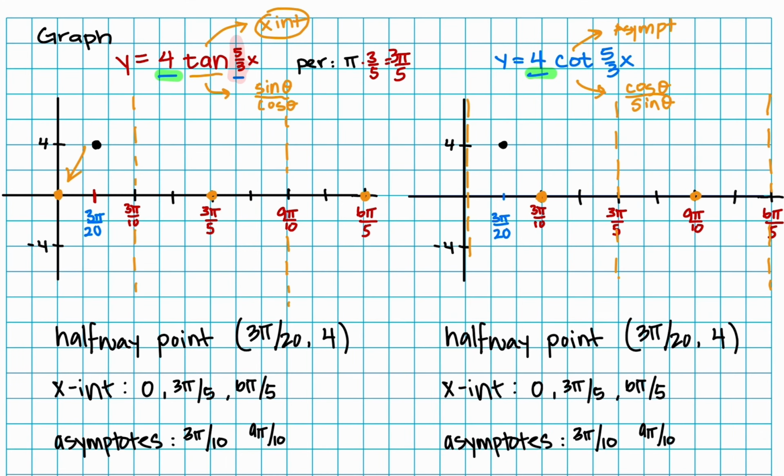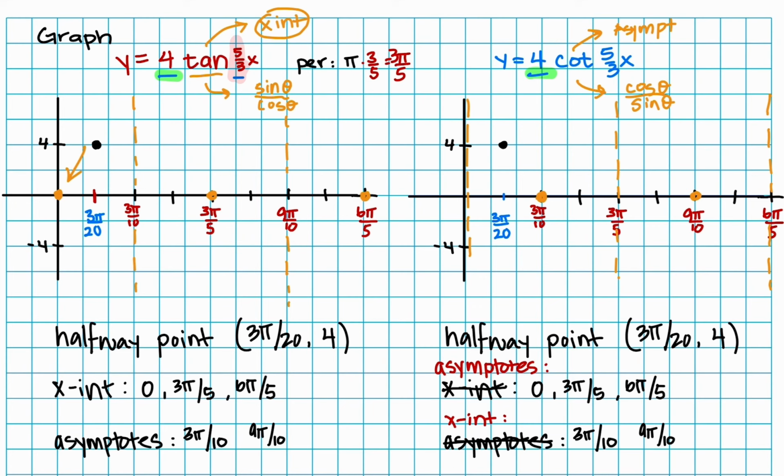There we go. And this time, these guys for the cotangent function are not x-intercepts, and the asymptotes are not asymptotes. They swap. So now we're going to say that these guys are the asymptotes for the cotangent function, and these guys are the x-intercepts for the cotangent function. So you'll notice your x-intercepts and your asymptotes just swap between tangent and cotangent. However, your halfway point is exactly the same. Nothing changes by that.